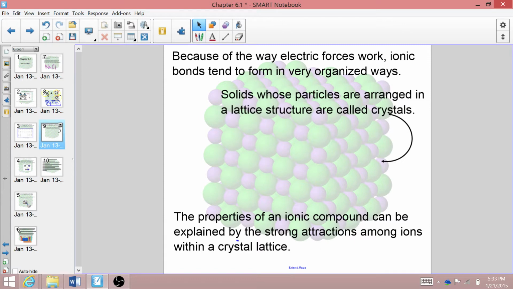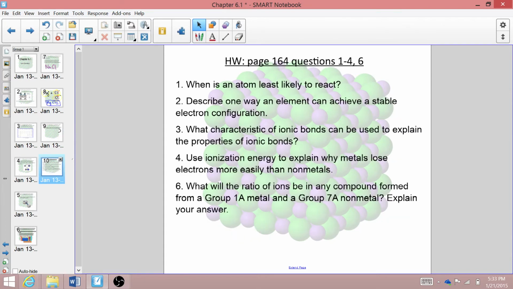The conducting electricity when dissolved in water has to do with their charges. If you dissolve a compound in water and it releases positive and negative charges, those charges will help conduct that electricity. So that's ionic bonds, and here are your homework questions.